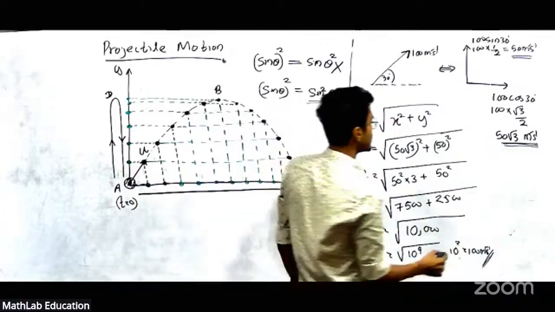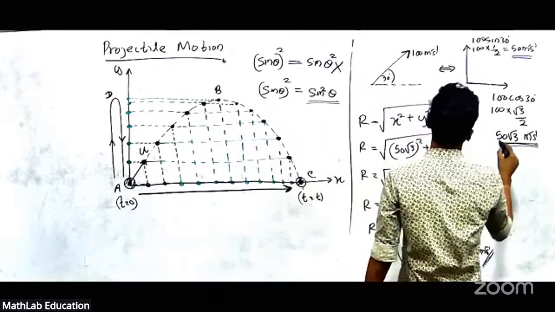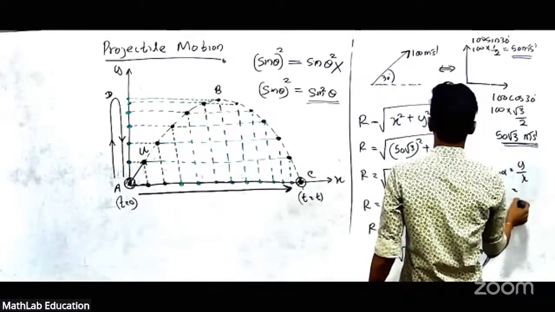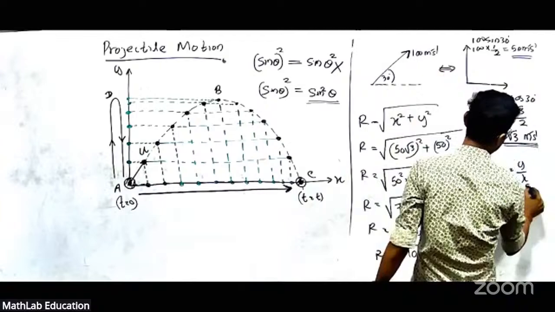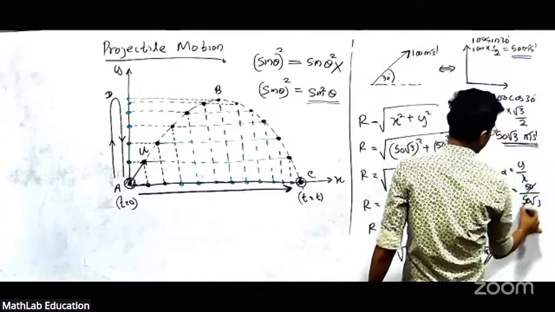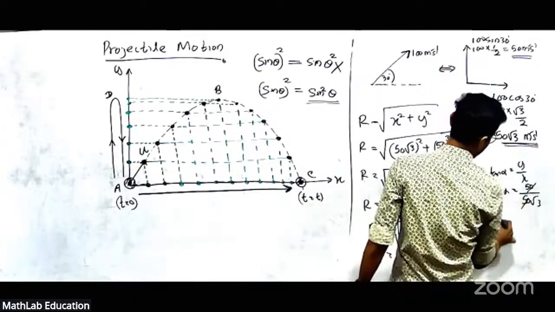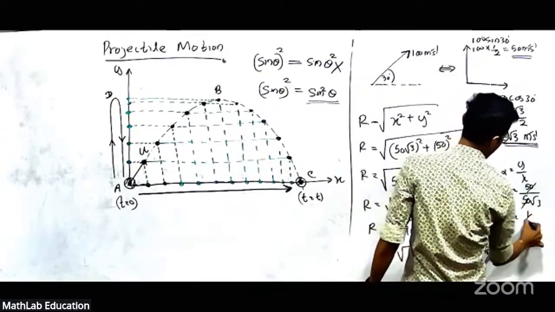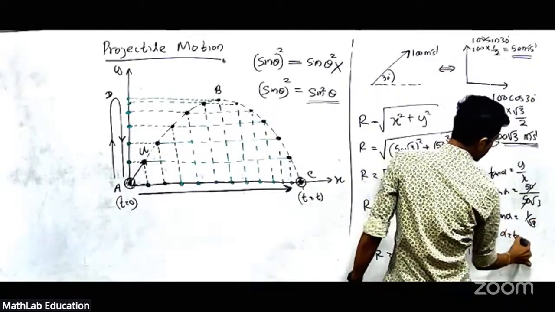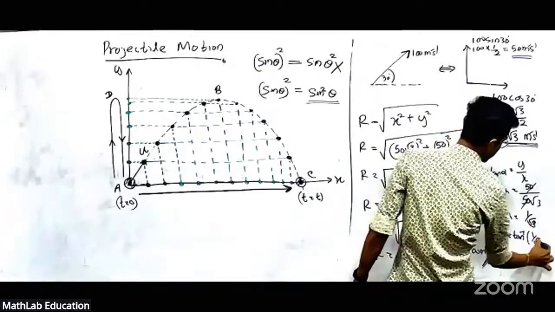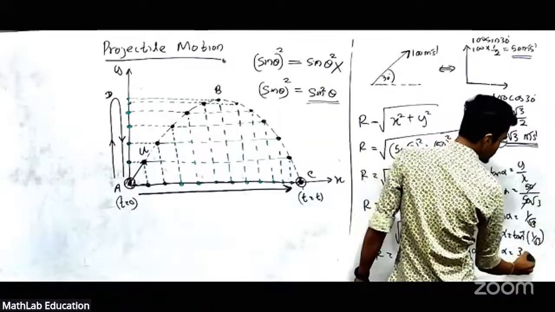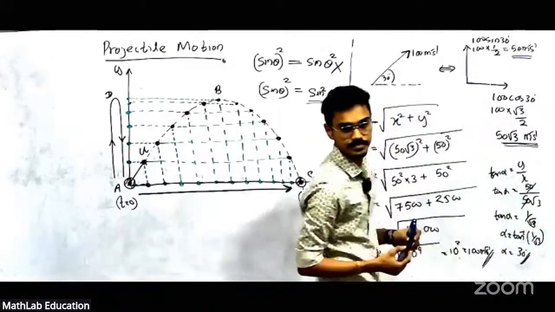And if you need to get the angle, let's say tan alpha is y over x. Y here is 50, x is 50 root 3, 50 and 50 cancel. So tan alpha equals 1 over root 3, and alpha equals tan inverse of 1 over root 3. 1 over root 3 is a known tan value, that is tan 30. So therefore alpha is 30.